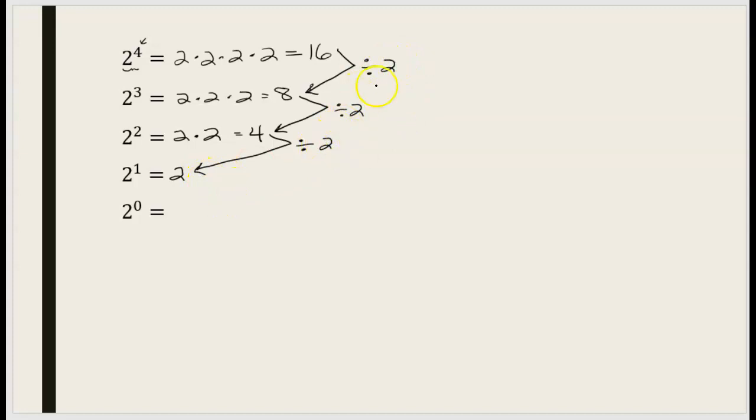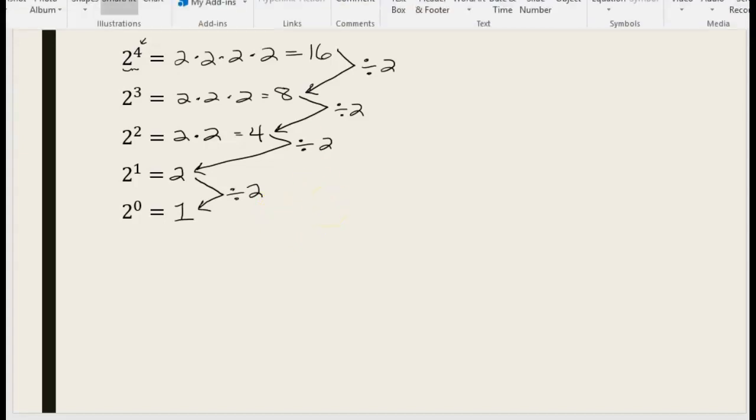So you can see an obvious pattern here: every time my exponent decreases by 1, really what I'm doing is dividing by 2 each and every time, right? So if I continue that pattern, that means 2 to the 0 power is going to have to be 2 divided by 2, and 2 divided by 2 is 1. So one of the things I want you to walk away from this video with is that anything ever to the 0 power is equal to 1.